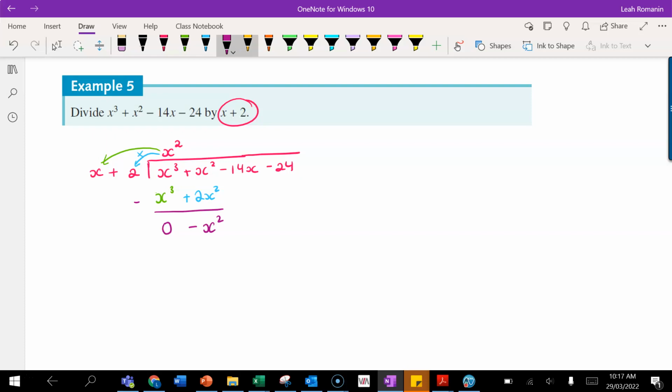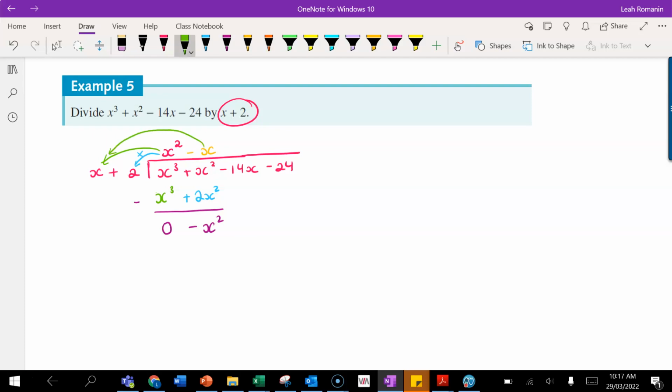Okay, now we start the process again. So I'm going to divide this by x. So I'm going to put it up here. So x squared divided by x, I'm going to put a minus x up here. Now the reason I've got a minus is because this is now a negative, and that's important too. So I've got negative x squared divided by x is going to leave me with negative x. Okay, again, I'm going to start multiplying back out.